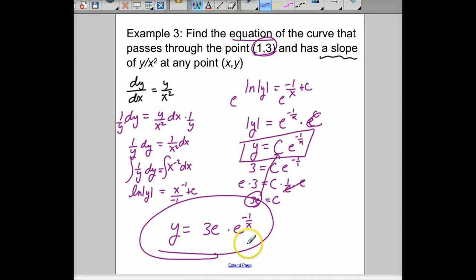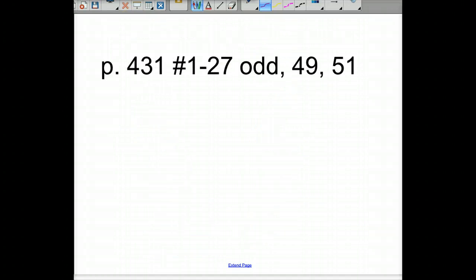That's the equation of the graph that has a slope of y over x squared and goes through the point 1, 3. There's your homework.